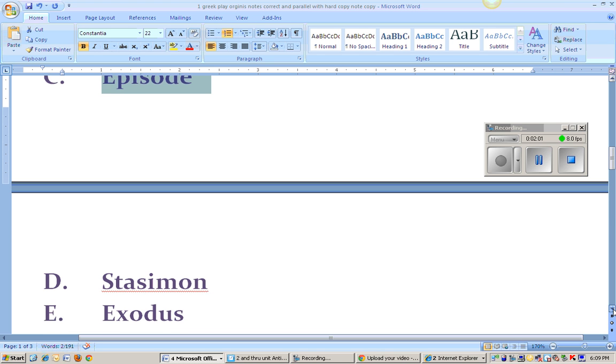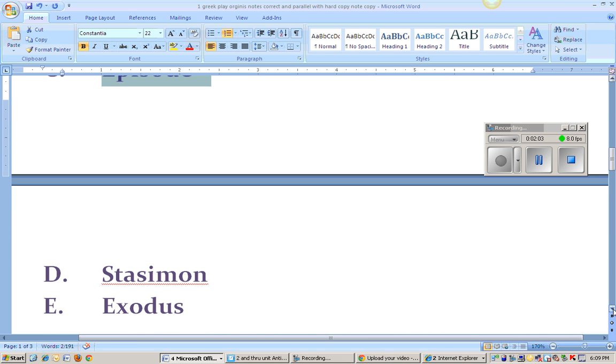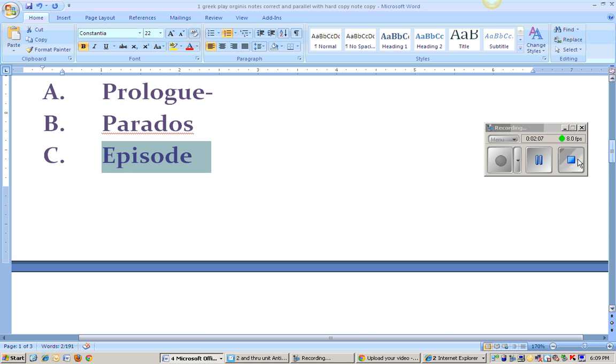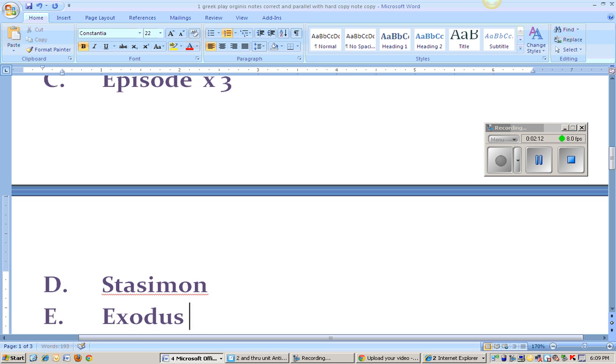A stasimon is the choral ode, and it comes at the end of each episode. There are 3 episodes. So you get 3 of these. And then after each episode, you have 1 of these, which means there's 3 of those as well. And they come at the end of every episode. They highlight the main themes. So this sort of highlights the themes for you. So far we have prologue, parados, and then episode, stasimon, episode, stasimon, episode, stasimon.